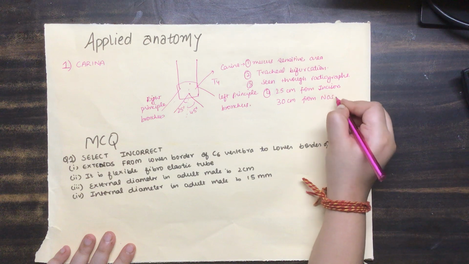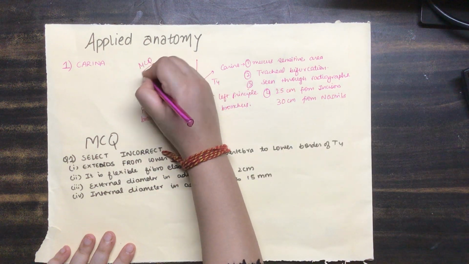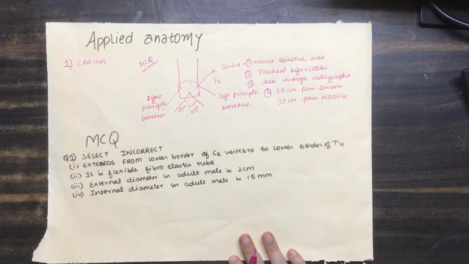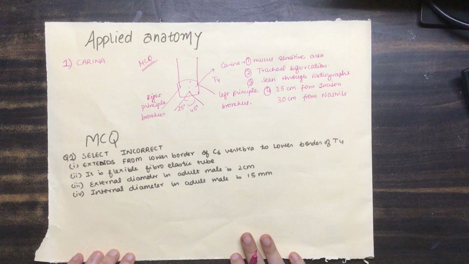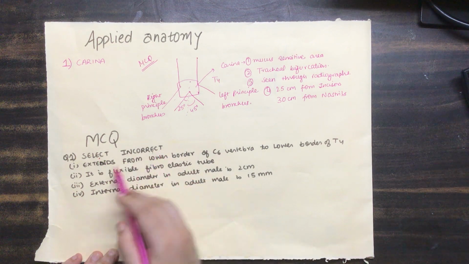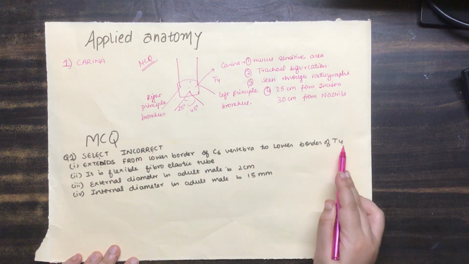So this is a very important question from your MCQ point of view. So I'm going to write down this question for your MCQ, for the NEET MCQ papers. Now we'll do some important MCQs. Okay, so let's see the question. Now here we have to select the incorrect statement with respect to the trachea. First is it extends from the lower border of C6 to the lower border of T4.